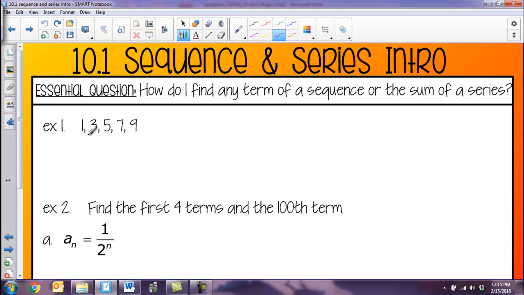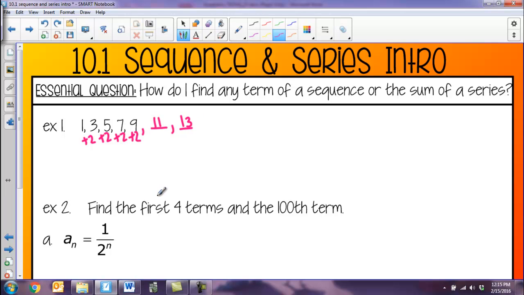The first thing, this is an example of a sequence. It's just a list of numbers. It can stop, it can continue going on forever, but this is a sequence. And the thing that we always try to do is write the next couple terms. We can see right now that this one is just going up by 2 every single time. So to find the next term, I just add 2. To find the next term, I just keep adding 2.